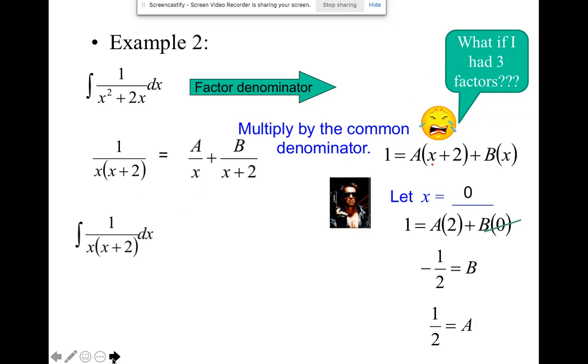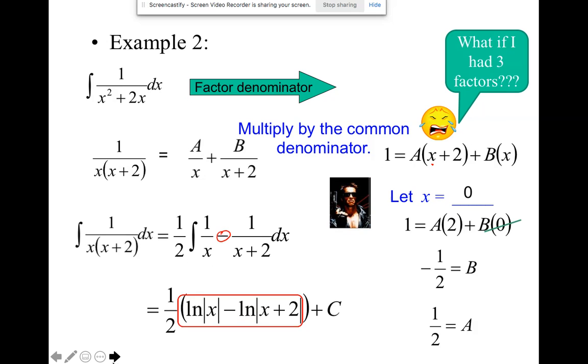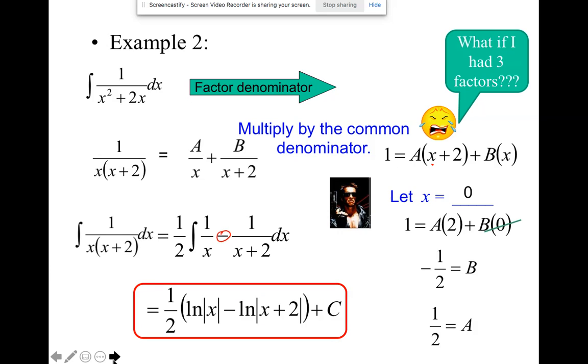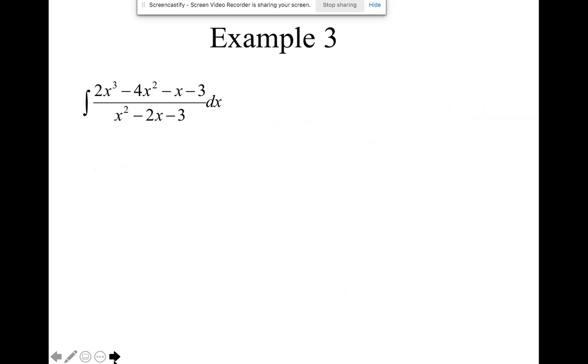Take your integrand and rewrite it. I think I will osmosis the 1/2 outside here. And then the integral of a difference is the difference of the separate integrals. Bam. Done and done. Last one.